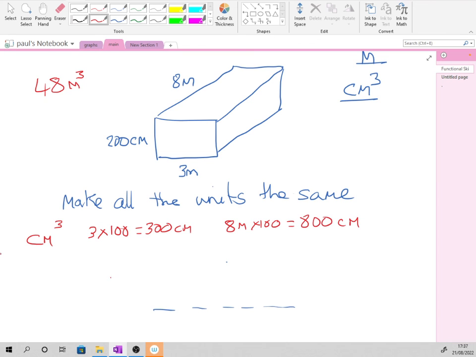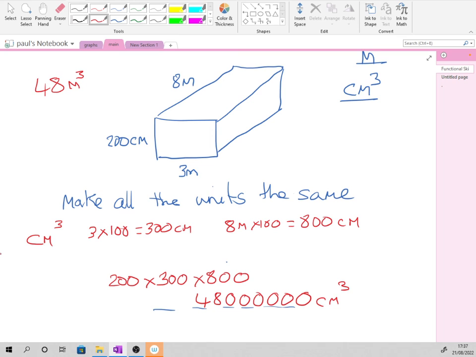So now I've got 200 times 300 times 800, which is 2 times 3 is 6 times 8 is, again, 48, but I've got 1, 2, 3, 4, 5, 6 noughts. All I did was multiply the numbers together and add the right number of noughts, 6 noughts, and that will be centimeters cubed. So you see that's 48 million centimeters cubed.